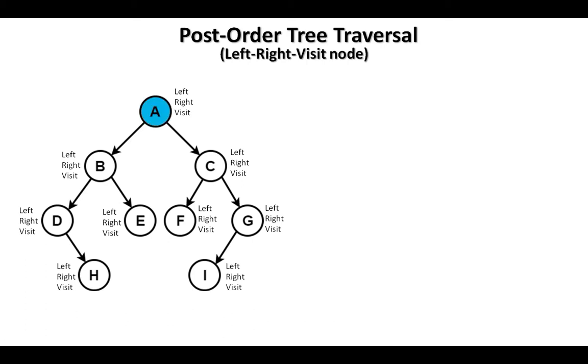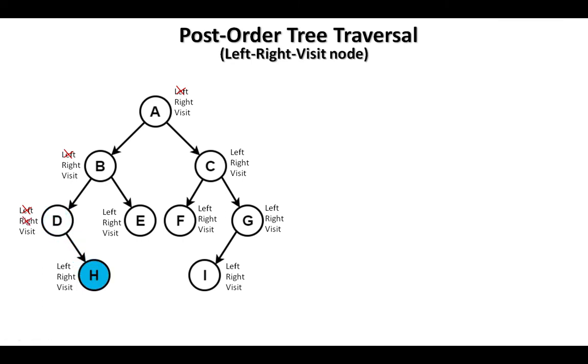Let's start with A. First, we have to traverse the left subtree of this node. Reaching B, we again traverse the left subtree of B. Reaching D, we find that there is no left child for D, so we cross mark left from the list. Then we have to traverse the right subtree of D.